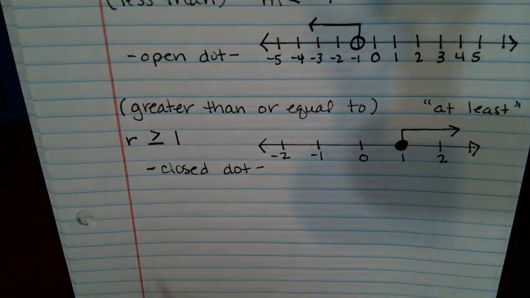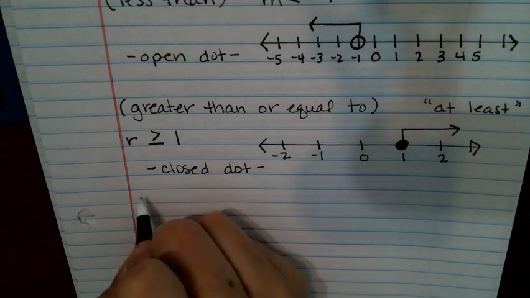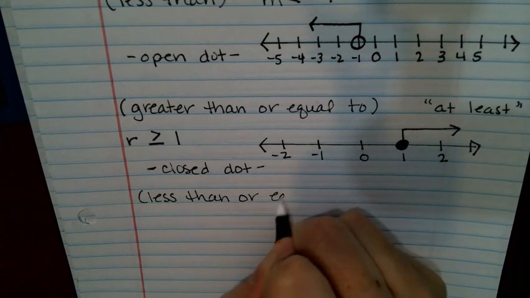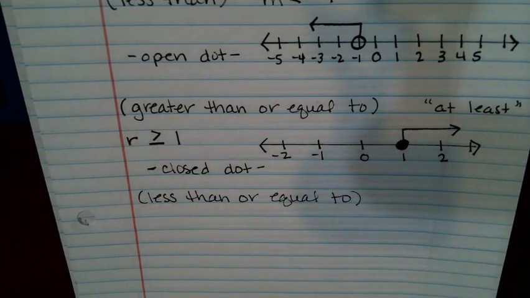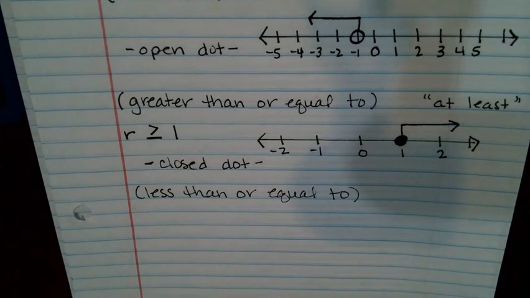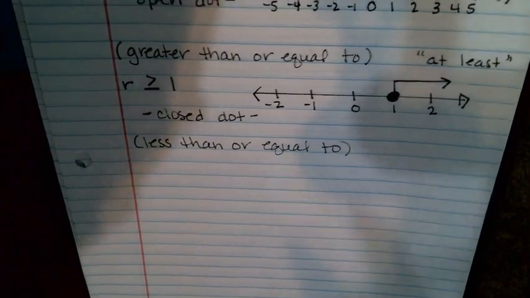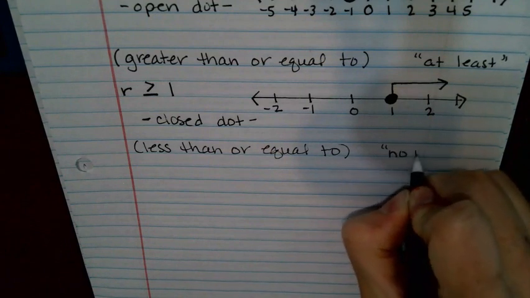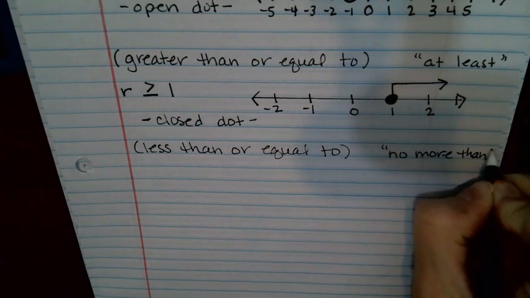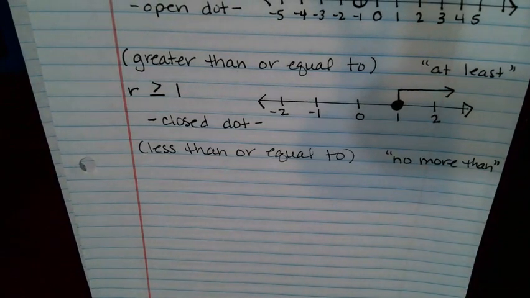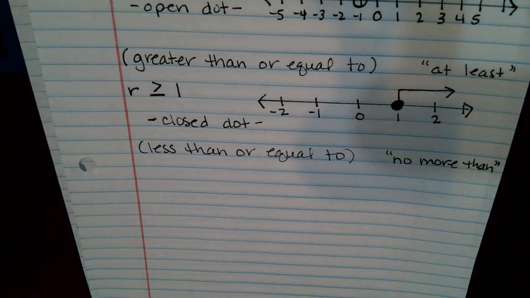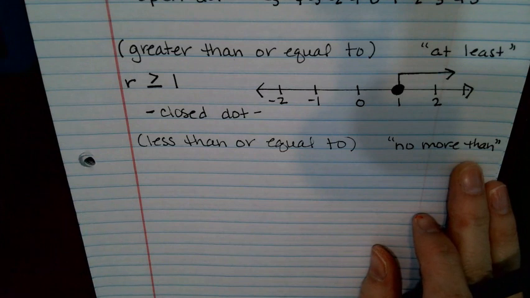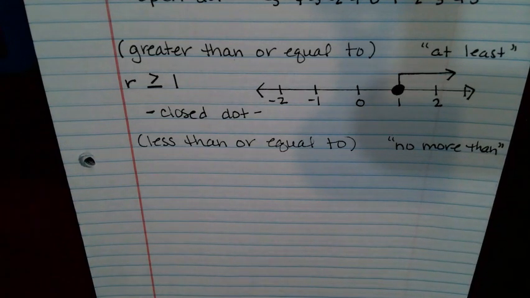Okay, the last one that we're going to do, my friends, is less than or equal to. Okay, this would be like no more than. Okay, like you can have no more than 5 people in a sedan, because a sedan is a regular car. There's 2 seats in the front and there's 3 seats in the back. So you can have no more than 5 people. You could have 5 people, but you could also have 4, 3, 2, or 1 people, right? So let's go ahead and graph this.